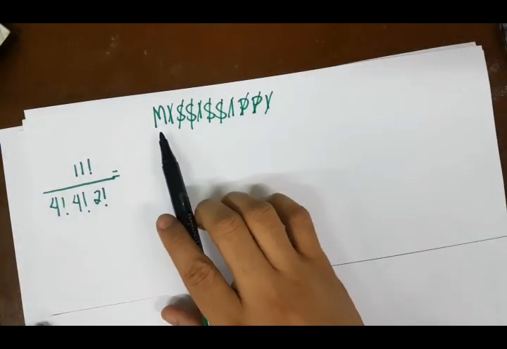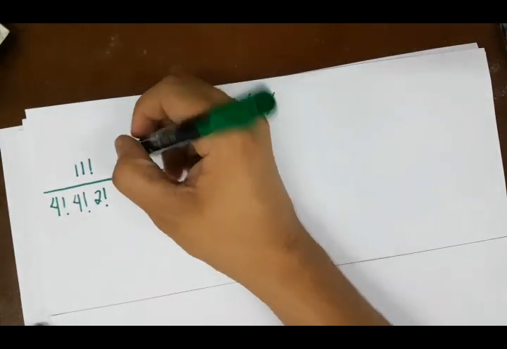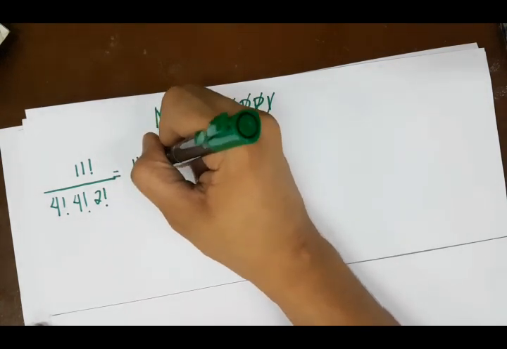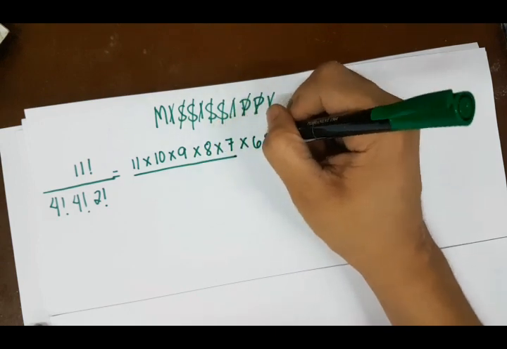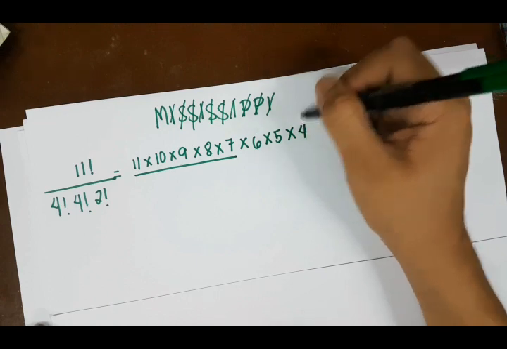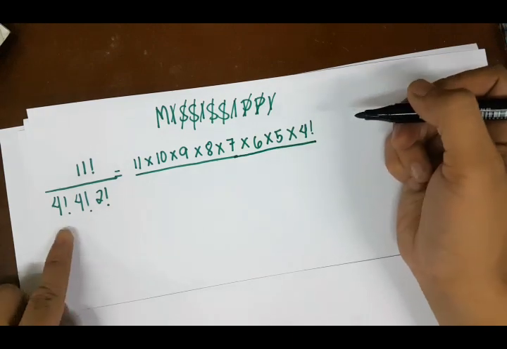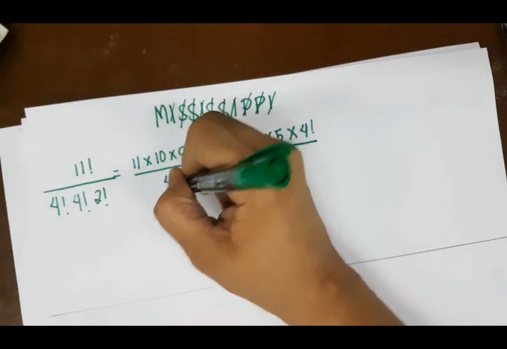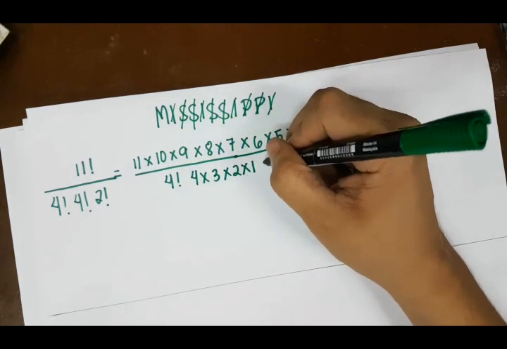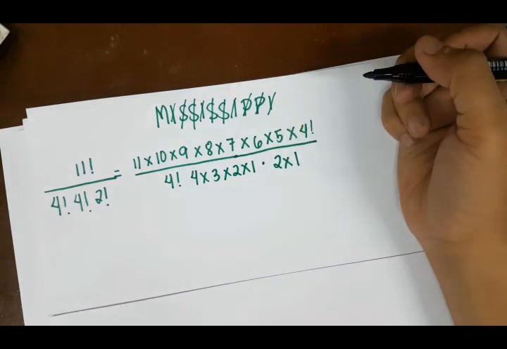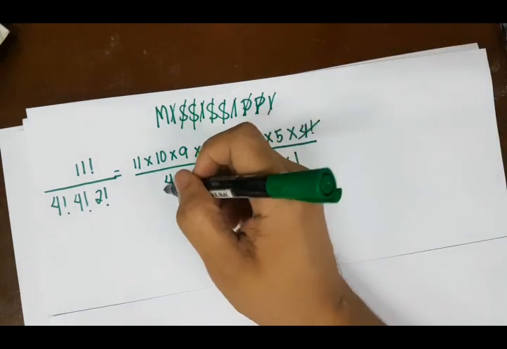Let's see if we have letters that repeat here. So 11 times 10 times 9 times 8 times 7 times 6 times 5 times 4. Okay, I want you to stop at 4 factorial. Since we have 4 factorial here, we can cancel it. So 4 factorial times 4 times 3 times 2 times 1 times 2 times 1. Since 4 factorial divided by 4 factorial is just 1, we can cancel it.